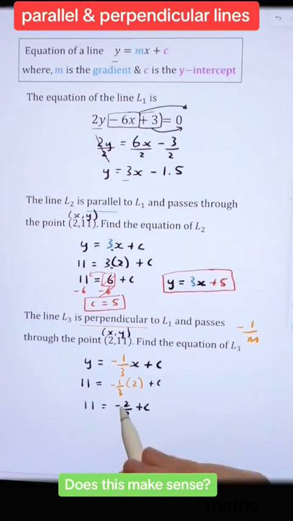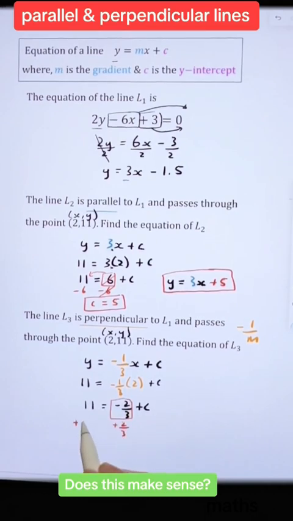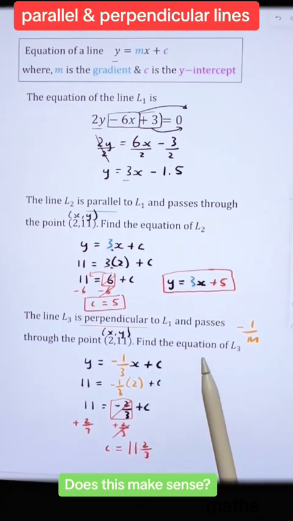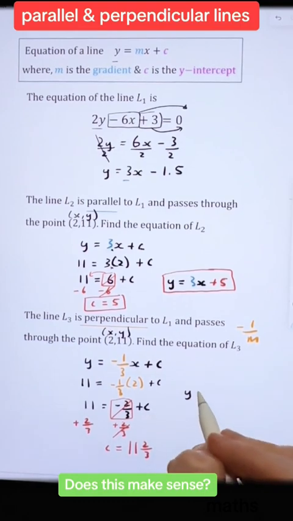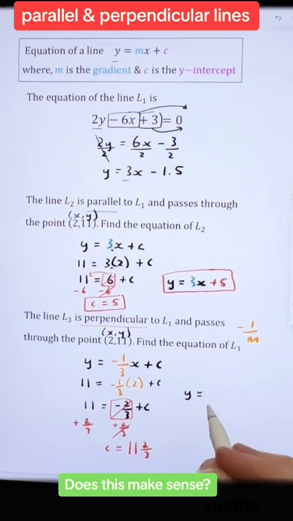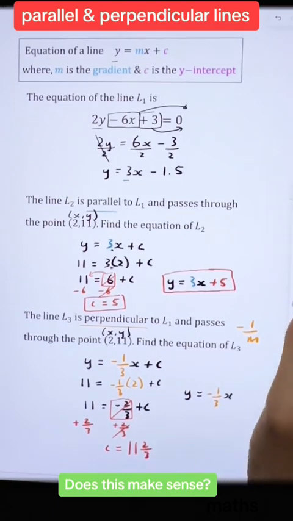As I want to get the value of c by itself, I know the opposite of minus 2/3 is to add 2/3 to both sides of my equation. On the right-hand side, negative 2/3 add 2/3 will cancel to leave us with simply c. And on the left-hand side, 11 add 2/3 is simply 11 and 2/3. Hence, the equation of line L3 is going to be y equals negative a third x plus 11 and 2/3.